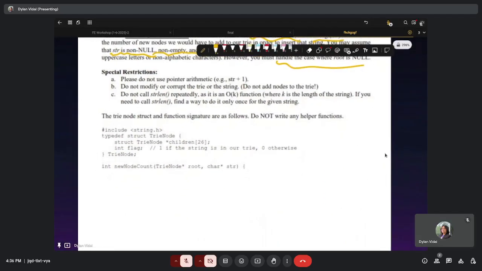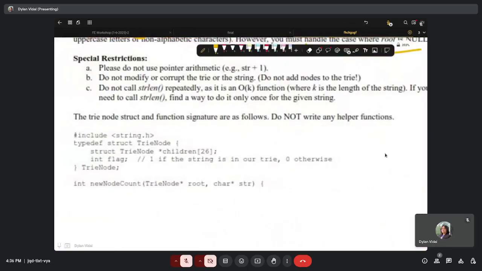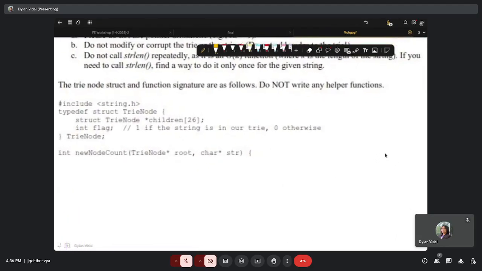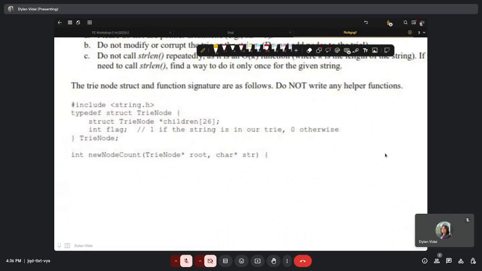So what do they give us here? The trie node struct and function signature are as follows. Do not write any helper functions. So we have our structure of a trie node. This is what I was talking about when I was explaining it. It has a pointer to a trie node array called children of 26, representing all the letters in the alphabet, and then a flag, which represents if the string is in our trie or not. So if it's a word.